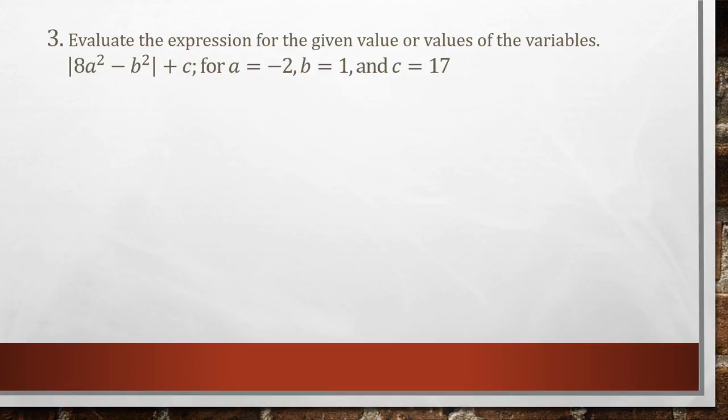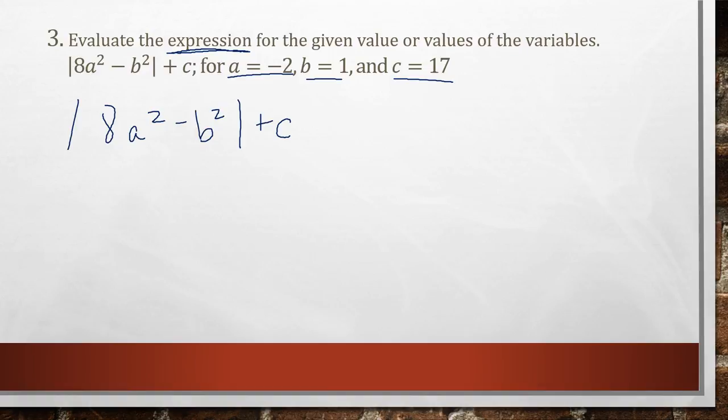Number 3. Evaluate the expression for the given value or values of the variables. So this is an expression. So remember, an expression does not have an equal sign. So we're going to take all of these variables, and those are going to be plugged in wherever we see the variables. So I'm going to rewrite our expression. That was the absolute value of 8a squared minus b squared plus c.